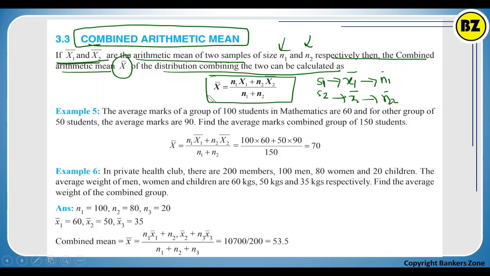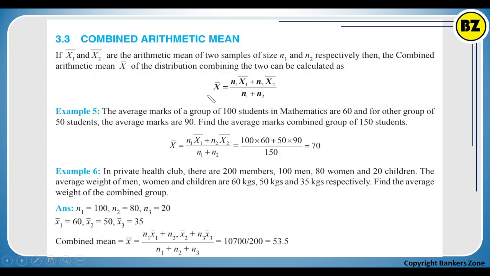When you go through a numerical, you will get further clarity. See what is given: the average marks of a group of 100 students, so 100 students means n1. Average marks in mathematics are 60, so that is x1. For another group of 50 students, n2, the average marks are 90, that is x2. Find the average mark of the combined group of 150 students.